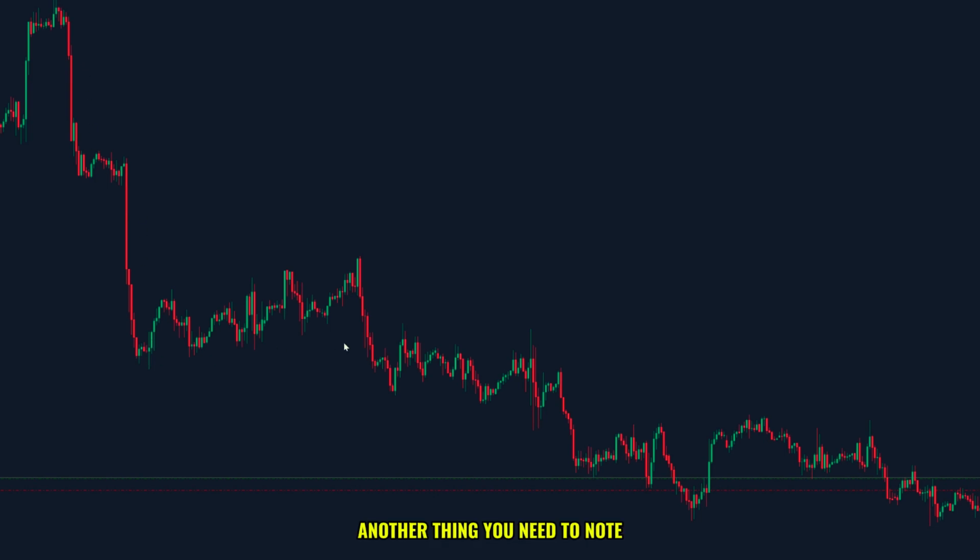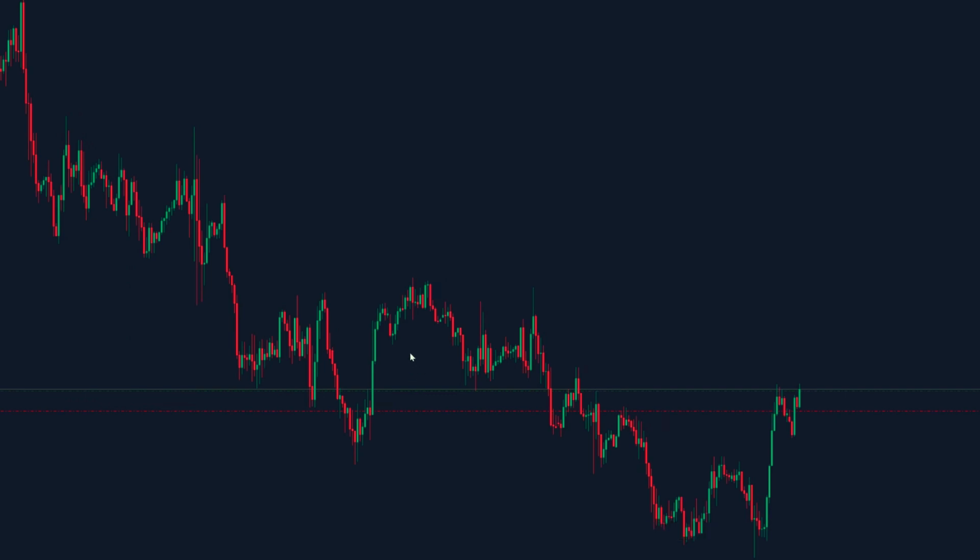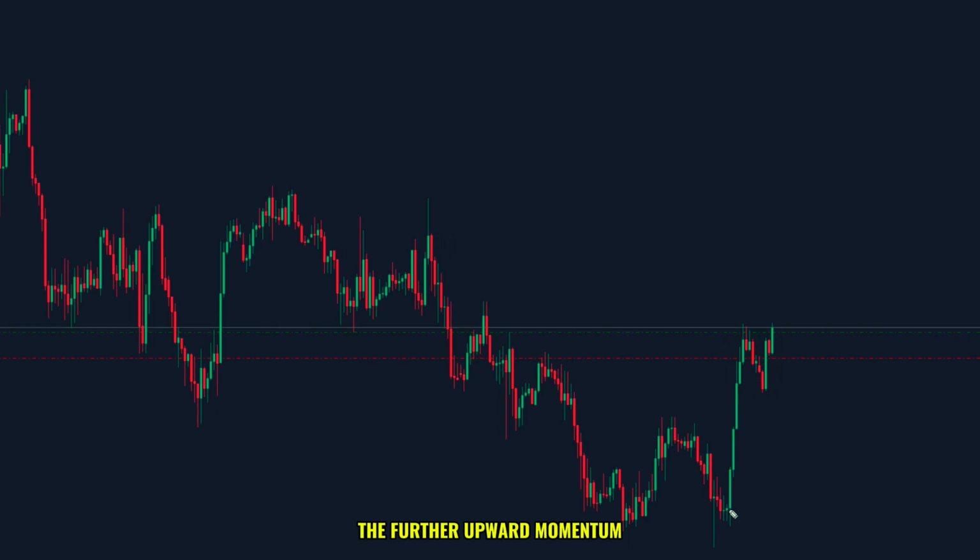Another thing you need to note is that this is the H1 frame, and I am trading on the M5 frame, meaning I set the stop loss according to the M5 frame. That's because here, there is an upward wave breaking through the previous selling area, and compared to the downward waves, it is getting stronger. So I expect there will be further upward momentum, and clearly, I don't expect the further upward momentum to completely change the trend, because the previous trend is still decreasing.